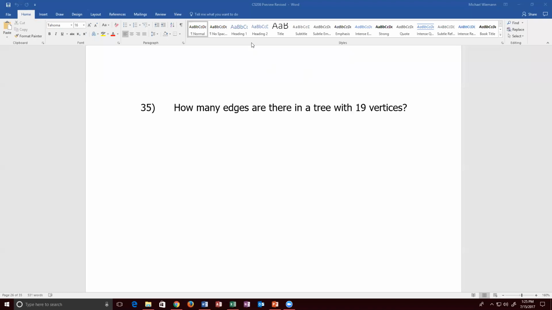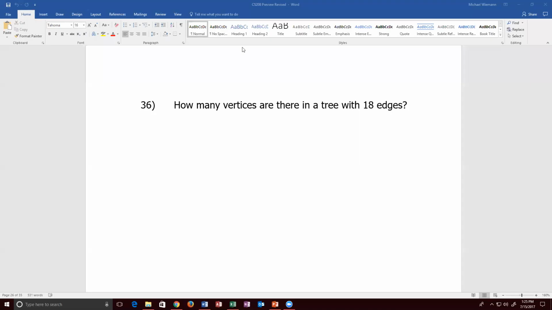For problem 35, you start out with 19 vertices. I need to know how many edges there are. In this particular case, we subtract 1 from the vertices. So you get 19 minus 1. You end up with 18 as your correct answer to problem number 35.